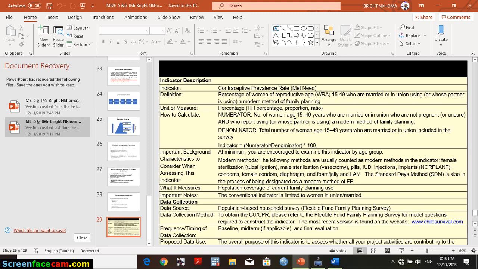So this one, everything is documented here. The numerator will be looking at the number of women aged 15 to 49 years who are married or in union, who are not pregnant, and who report using a modern method of family planning. So this is just trying to specify.